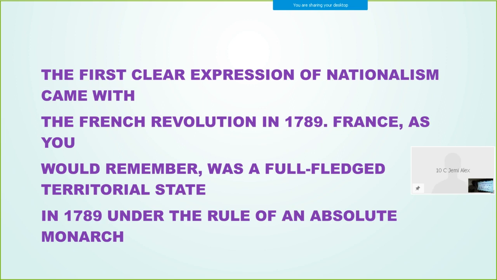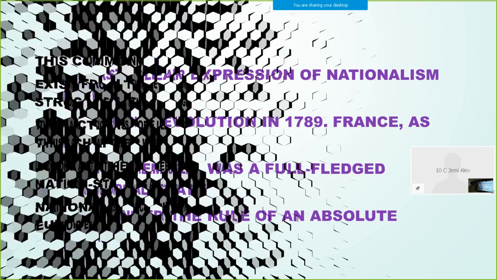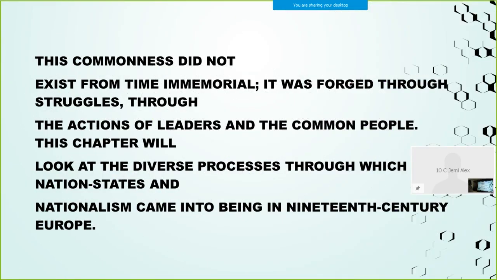If you look in depth at history, this is the first French Revolution in this chapter. After 1814 there was a second French Revolution also, which we study briefly in this chapter. In the French Revolution of 1789, the clear expression of nationalism came into being, and it was a full-fledged territorial state at that time.